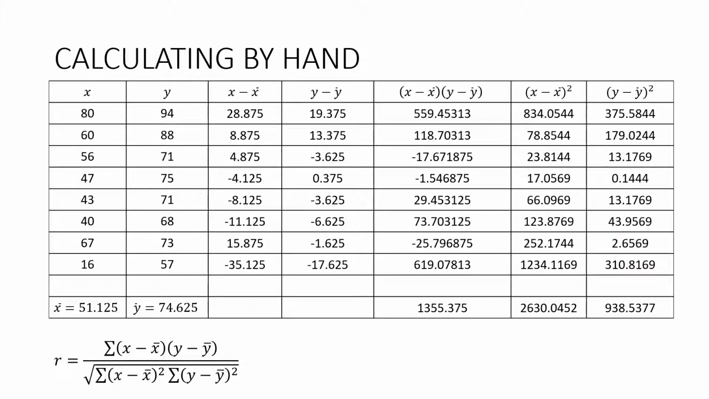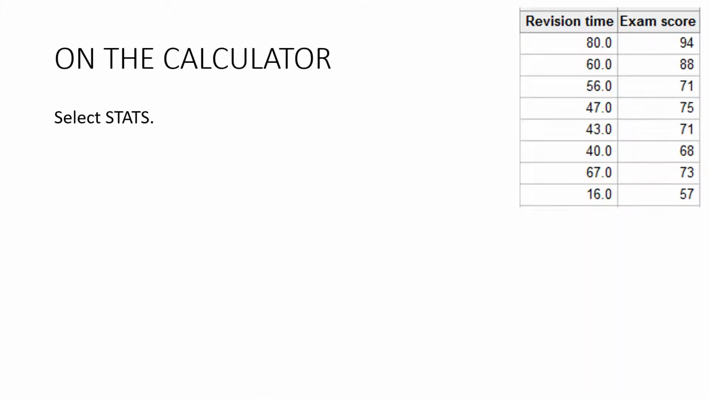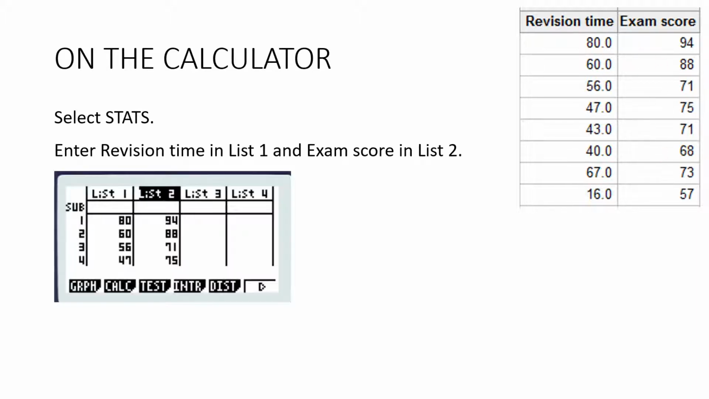So our formula: we want the sum of the x minus x bars multiplied by the y minus y bars, which is that one there, and then divided by the square root of this sum, which is that one, multiplied by this sum, which is this one, and put that in, and we get 0.863. On the calculator we select stats and we enter our first variable into list 1 and our second variable into list 2, like this.